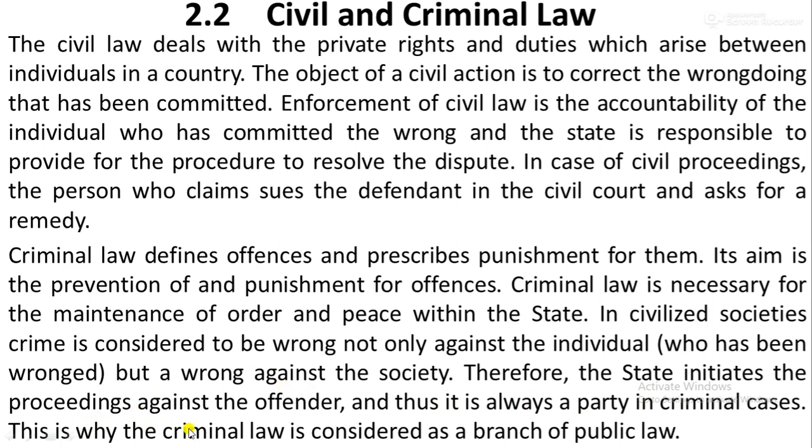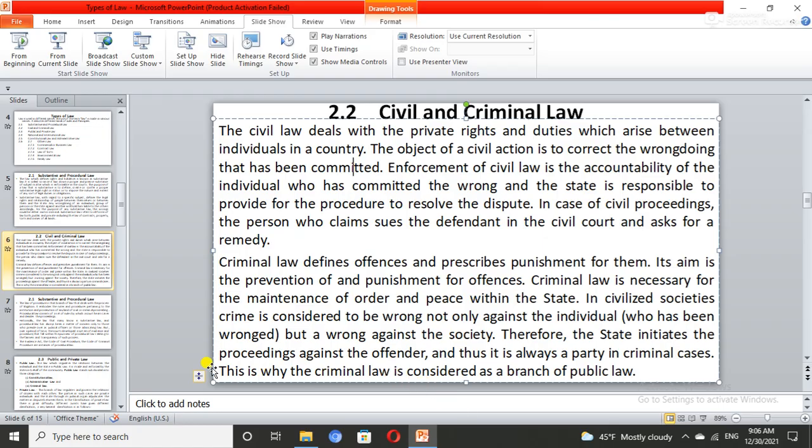This is why the criminal law is considered a branch of public law. Right? What is the criminal law? It is also a branch of the public law.